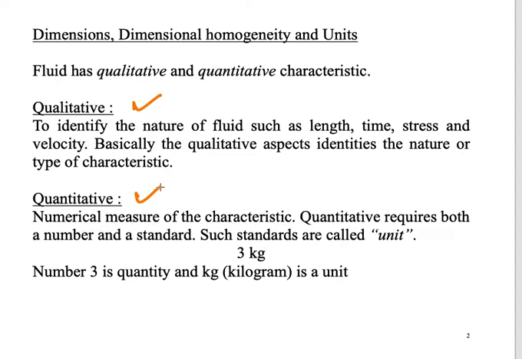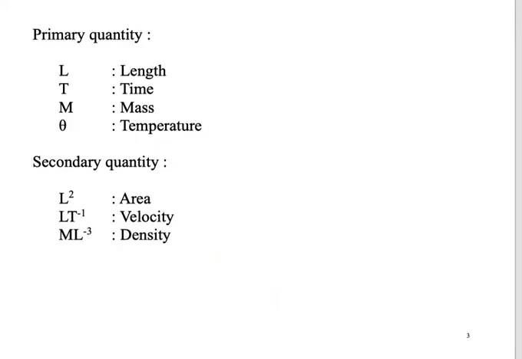For example, the number 3 is the quantity and kilogram is the unit. So if we have 3 kilograms here, 3 is the quantity and kilogram is the unit. The common quantities in mechanical engineering are length, time, and mass. And temperature is a very unique quantity because the symbol theta is unique.